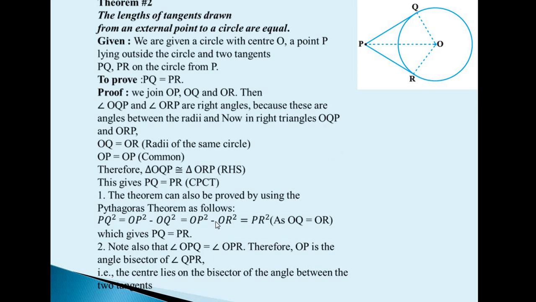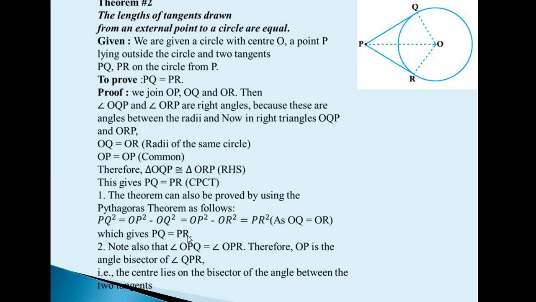OP square minus OR square is nothing but your PR square. The reason behind, OQ and OR both are the same, they are radii of the same circle. So OQ and OR, they both are the same. OQ square and OR square will be the same. That suggests that PQ square and PR square will be the same. As PQ square and PR square are the same, that implies that PQ is equal to PR. So this is the other way around.